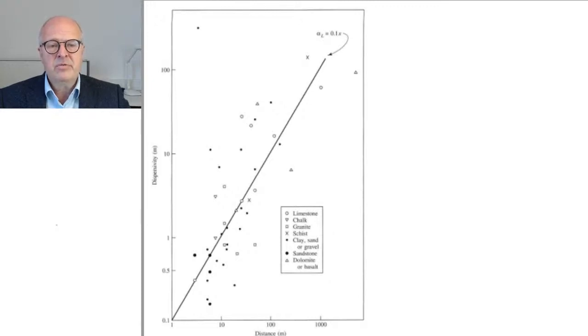And you can fit a curve to this that is defined by alpha, dispersivity, or delta, if you want, equals 0.1 times x. The dispersivity has a scale of meters, and it is actually 0.1 times the distance of the flow problem. So it seems as if dispersivity is a property of space or of nature to create dispersion opportunities.